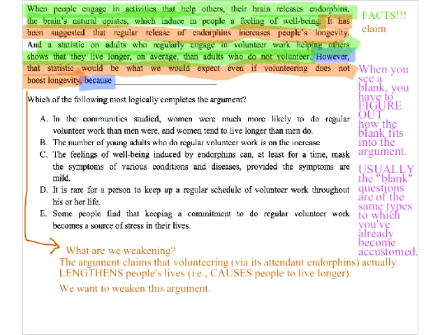So we can't weaken the fact that volunteers are people who live longer. That's not questionable. That's stated as a fact. But what we do need to do here is weaken the idea that this is actually brought about by volunteering, that it's actually a result of doing volunteer work. So those people who stated cause and effect, you are correct. Although you also want to make sure you understand what is happening with the argument. So how do you weaken a cause and effect argument?